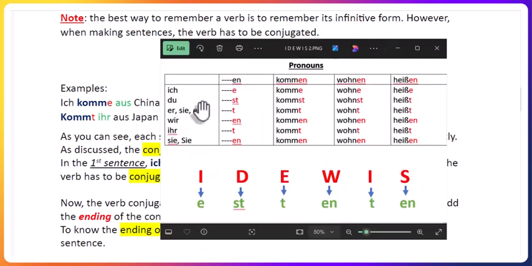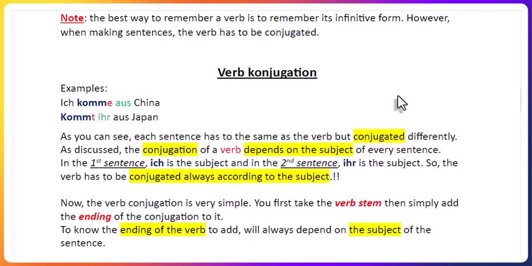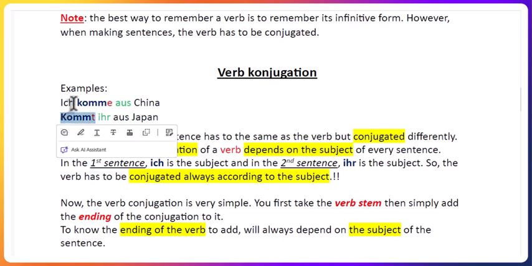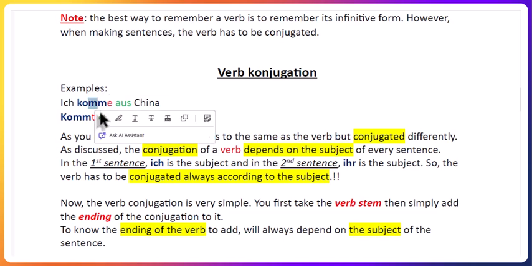Now the conjugation. It's a fast way, so I'm using a kind of table with a shortcut. I will go with him. The conjugation depends on the subject, so we start with the subject.